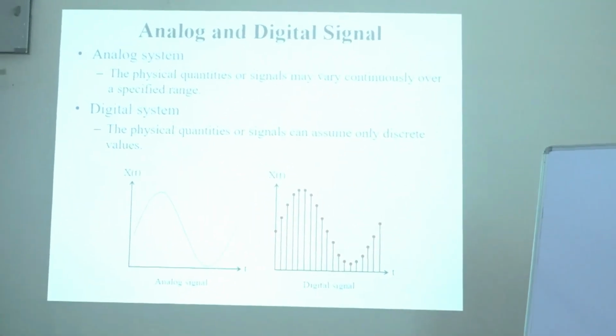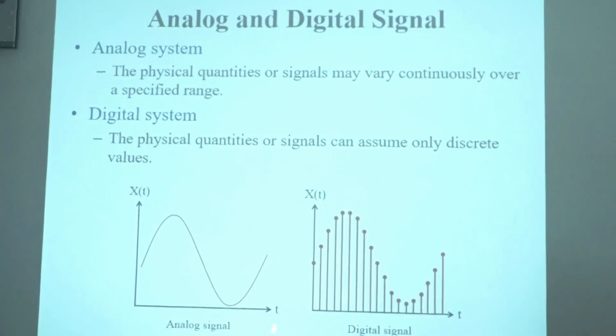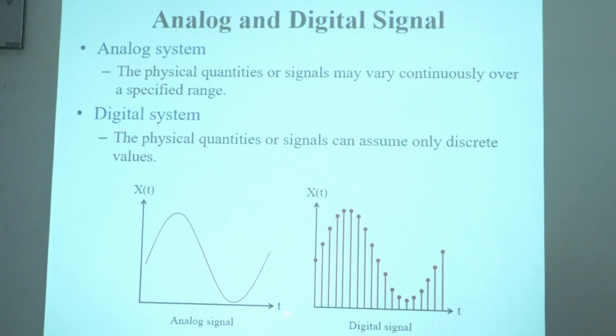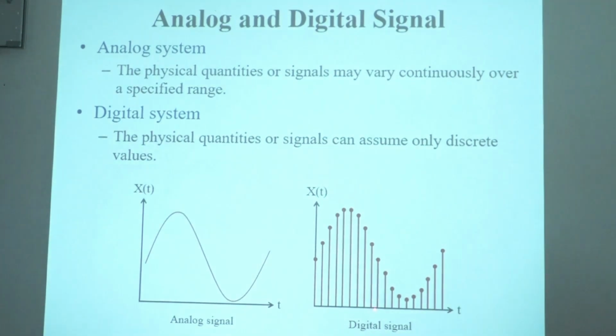The first diagram that you see here is an analog signal. As we can see, it is a continuous signal, right? There is no particular fixed value for this analog signal. The physical quantities or signals may vary continuously within a given range. That is an analog signal. On the right hand side, you can see a digital signal, wherein the physical quantities, or the information that we give, can assume only discrete values. There is no continuity. All the values within the specific range are discrete.